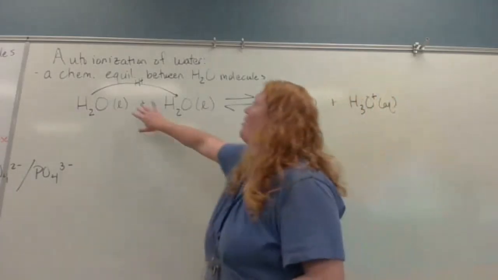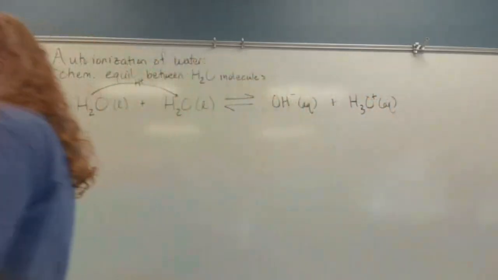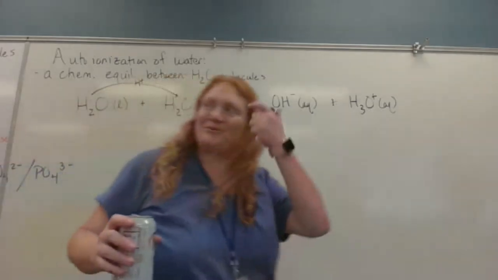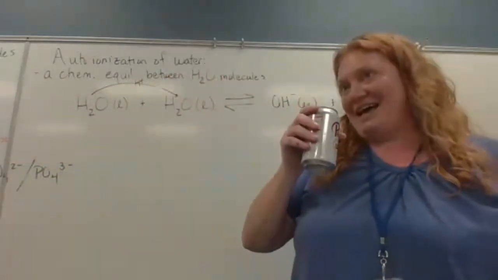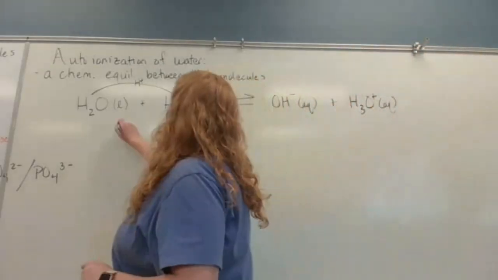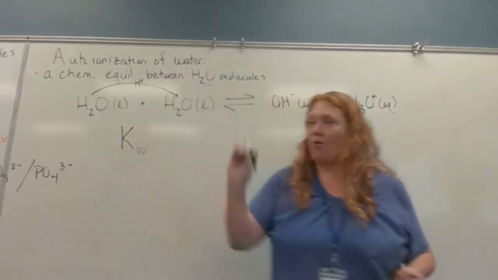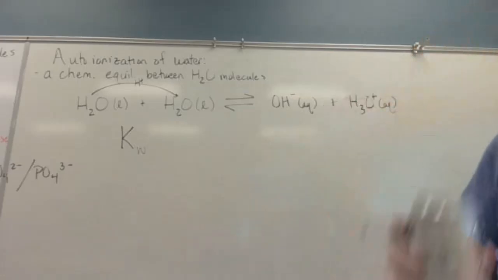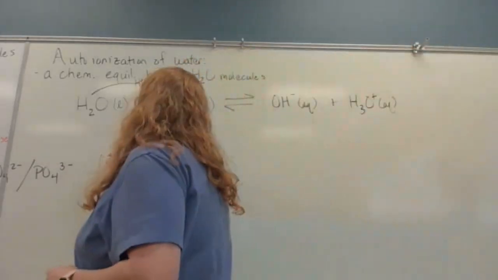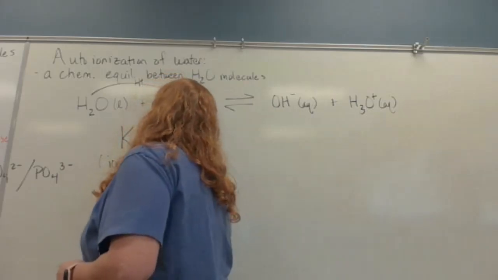What's the thing that we use to judge how much this reaction is going this way or this way? What's the letter that we use to judge these things? K values, equilibrium values. It's the same K, the equilibrium constant K, except we're talking specifically about water. KW, K water, KW. This is known as the ion product constant for water.